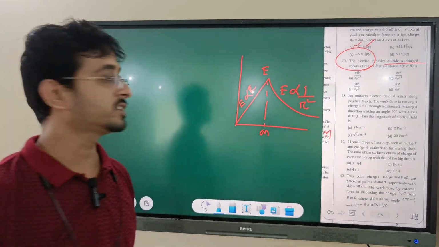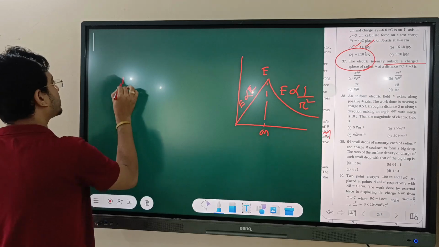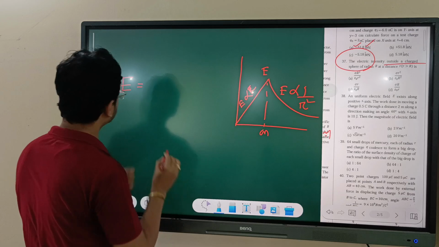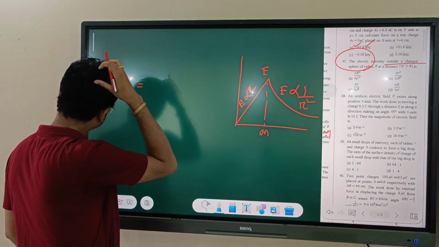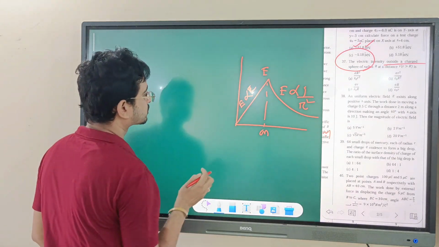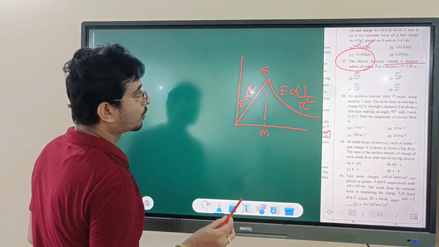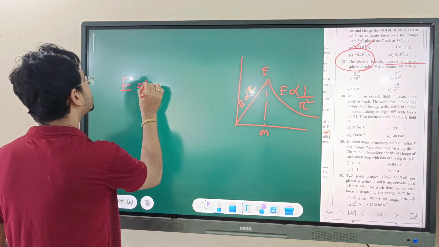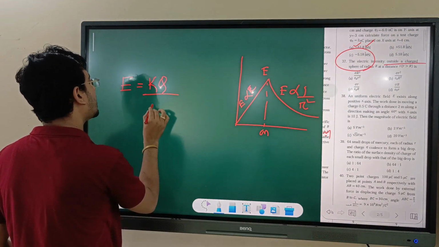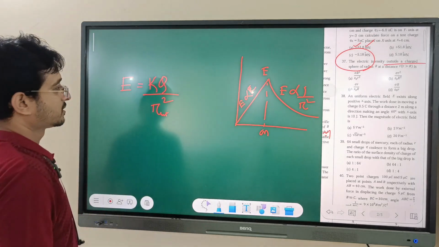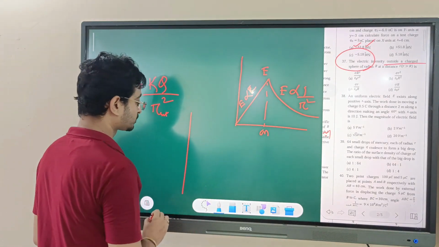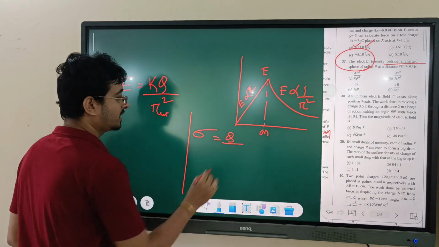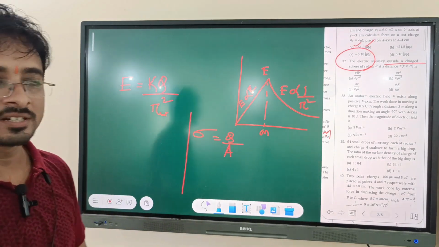So here the question is about outside a charged sphere. That means we are moving away from the sphere. So what will be the option? The correct answer is the electric field outside the sphere, E is equal to K Q by r out square. Instead of Q, I can write the surface charge density sigma, how much charge is retained on a surface.